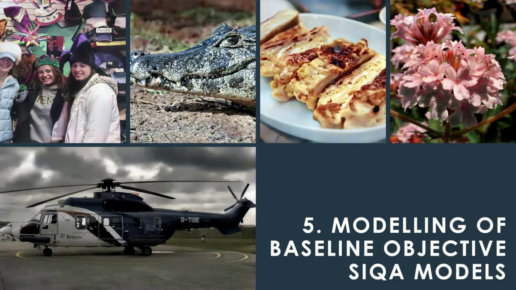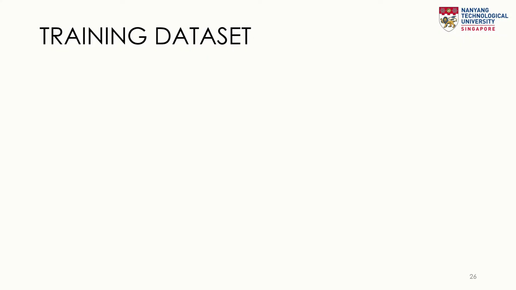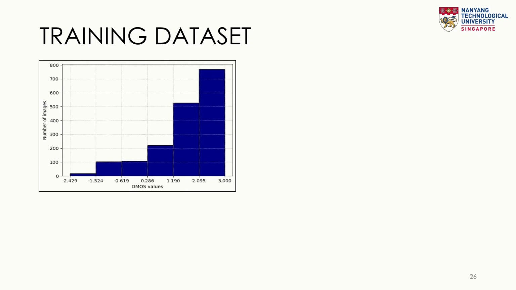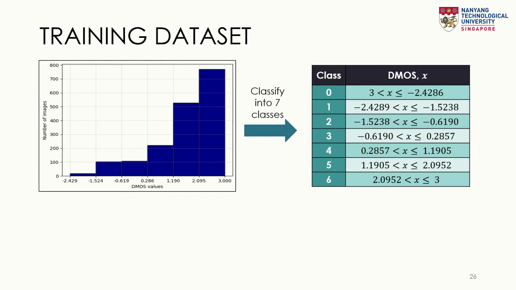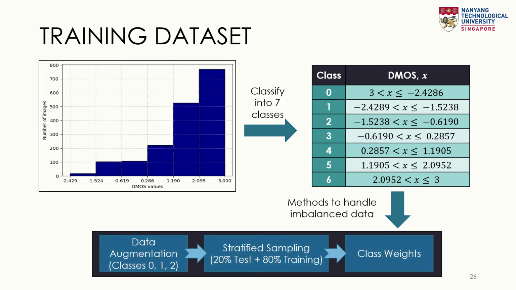The goal of the proposed objective SIQA models is to predict the distributions of human opinion scores on stylized images. The DMOS values obtained were classified into 7 classes using histogram binning. To curb the imbalanced dataset, data augmentation was applied to the minority classes 0, 1, and 2.